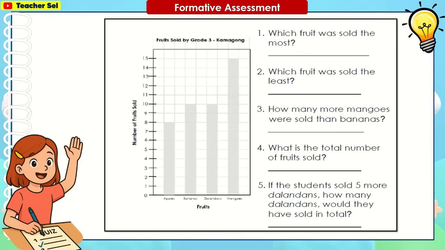Here are the questions. Which fruit was sold the most? Which fruit was sold the least? How many more mangoes were sold than bananas? What is the total number of fruits sold? If the students sold 5 more dalandans, how many dalandans would they have sold in total?